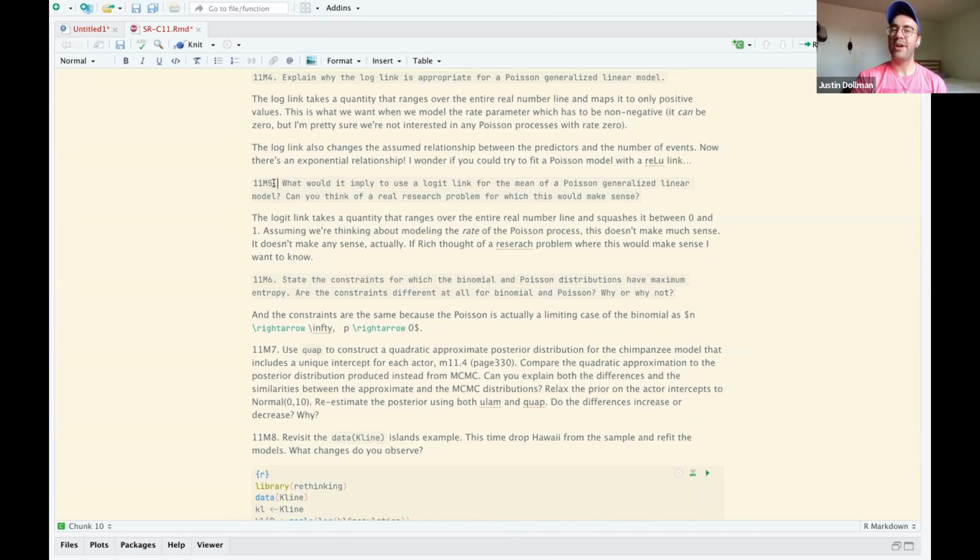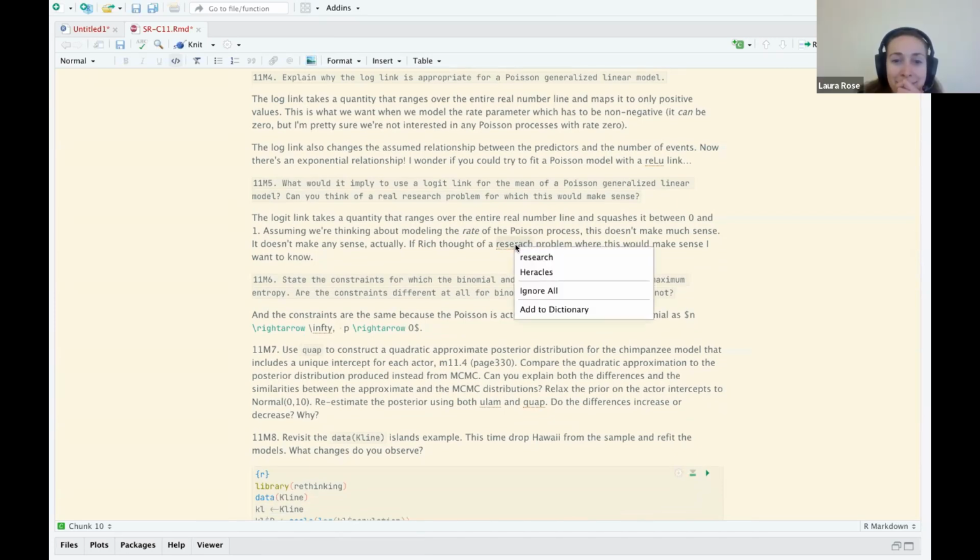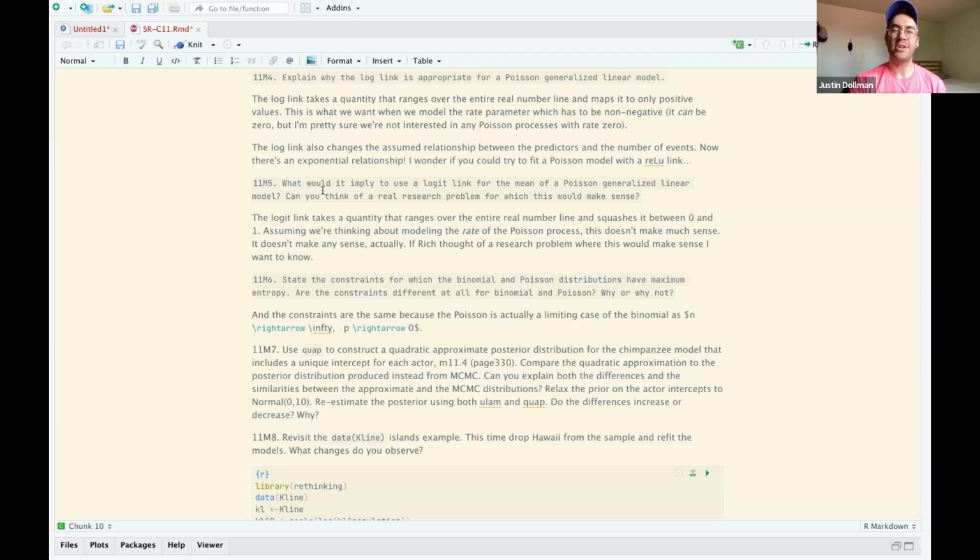This one was a weird one. This is another one where I was like, I don't know what you wanted, Rich. So the question is, what would it imply to use a logit link for the mean of a Poisson generalized linear model? Can you think of a real research problem for which this would make sense? The logit is going to constrain something that goes from negative infinity to positive infinity to go between 0 and 1. And the rate of a Poisson can go from 0 to positive infinity.